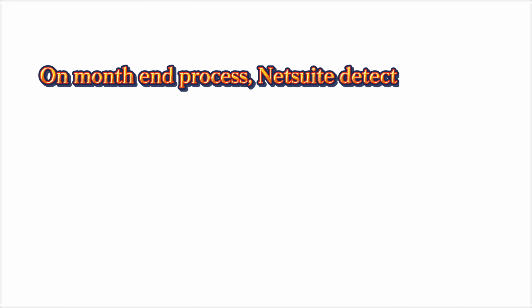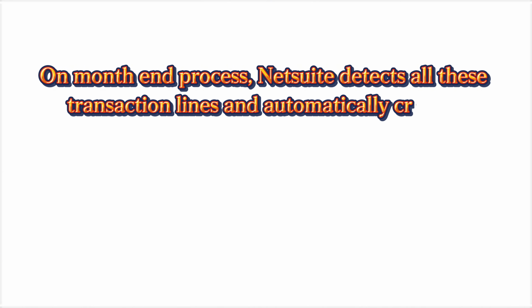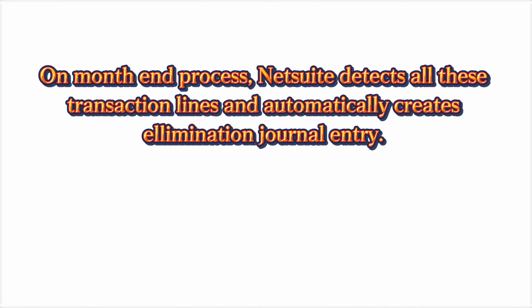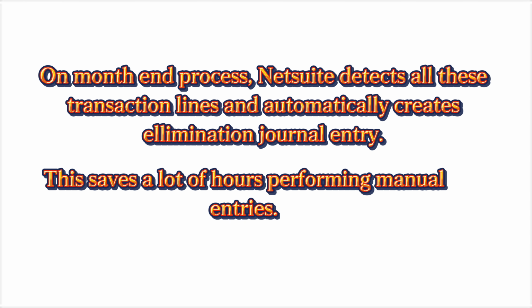In my previous videos on intercompany transactions, remember that NetSuite automatically flags intercompany GL accounts for elimination. Intercompany accounts are GL accounts that are marked yes for eliminate intercompany transactions. It is best practice to share them across all subsidiaries. On the month-end process, NetSuite detects all these transaction lines and automatically creates elimination journal entries. This saves a lot of hours performing manual entries.